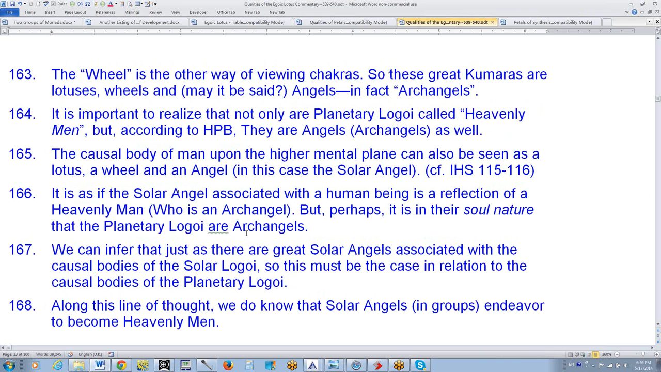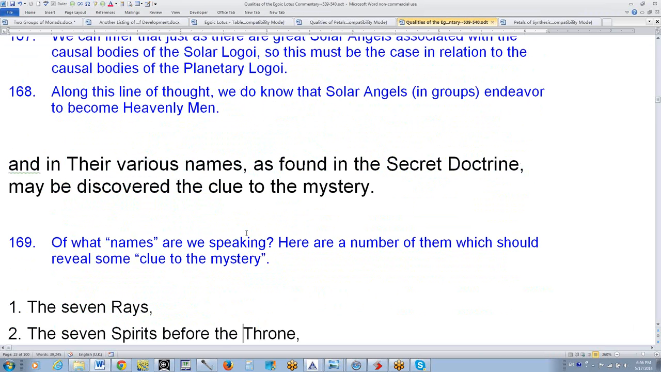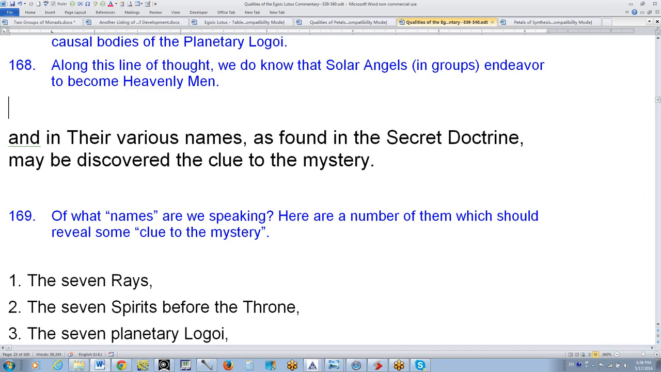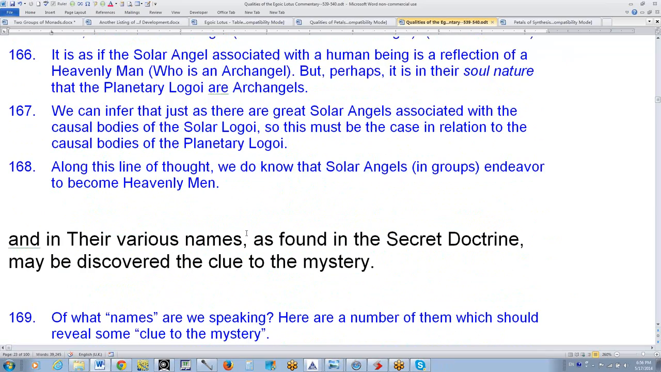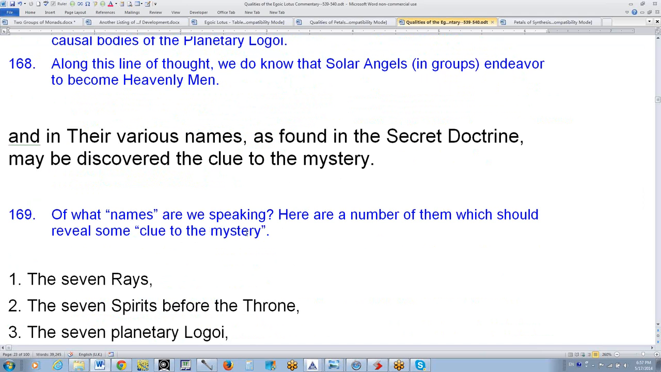Along this line of thought, we do know that solar angels in groups endeavor to become heavenly men indeed. So what can we say? They are flaming wheels. We're going pretty cosmic here, but he's giving us the cosmic view of the solar angels and the condition of the planetary logoi as demonstrating as angels and so forth. In their various names, as found in the Secret Doctrine, maybe we discover the clue to the mystery.